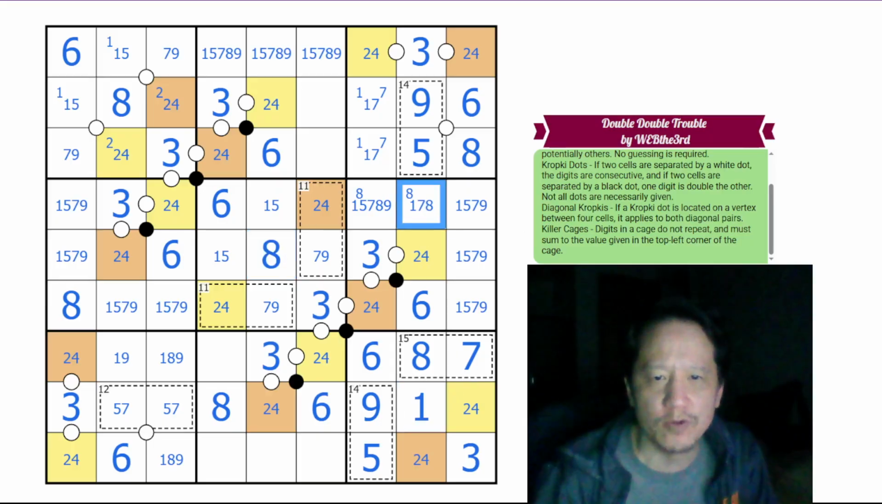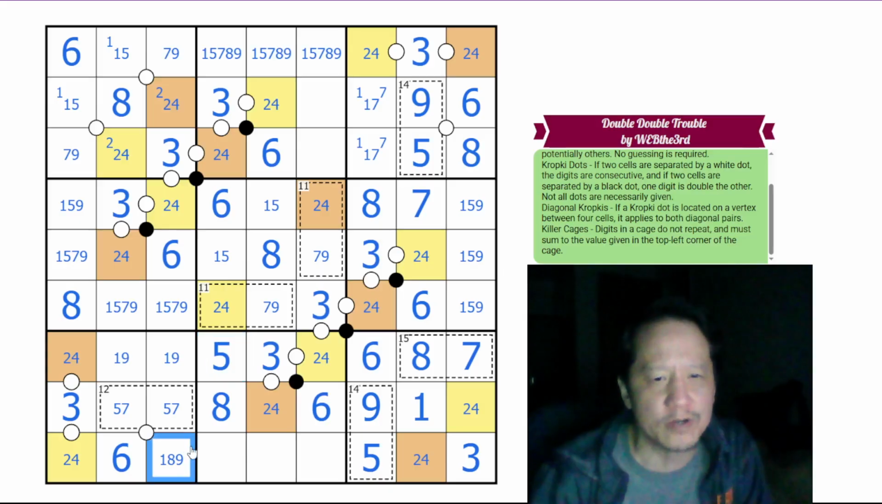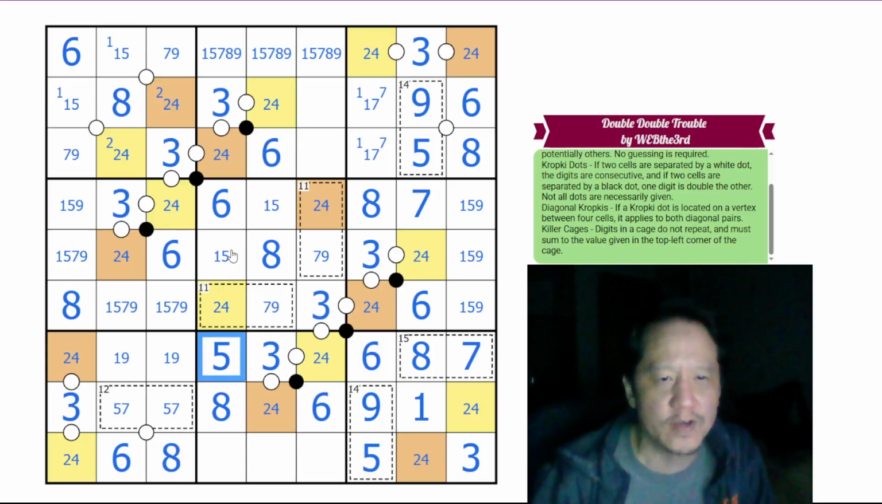This can't be 1 or 8. It's 7, which eliminates 7 in the rest of the box. So this is forcing this to be 8 here. 7 eliminates 7 in the rest of the row. This 8 eliminates 8 here, so this is a 1, 9 pair, which forces this to be 5. This can't be 1 or 9, it's 8. This 5 eliminates 5 here, so it's 1 and 5. No 1 or 5 here, no 5 here, no 8 here.